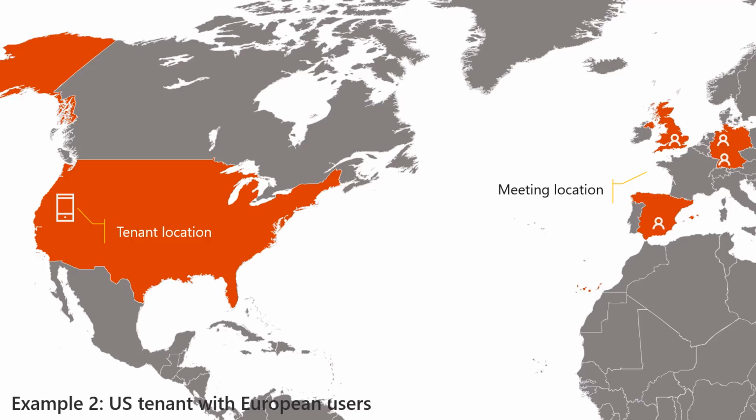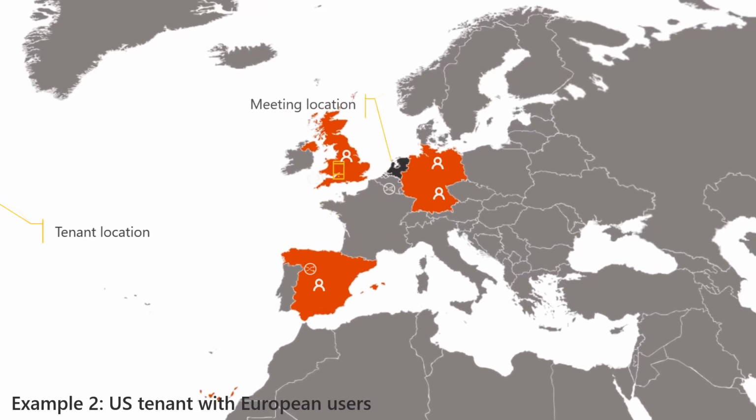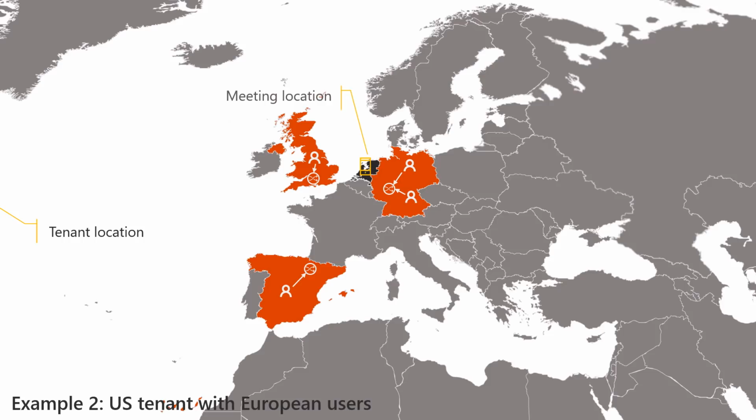Now, if the same tenant, so this is the same customer, same tenant, but now they have users from Europe who join a meeting. So again, they join the closest Office 365 network peering point. But now, because the first user who joins the meeting is located in Europe, they will have a meeting in Europe and they don't need to send all the traffic around the world. So this is how we can avoid some of the latency that you might experience in other services.